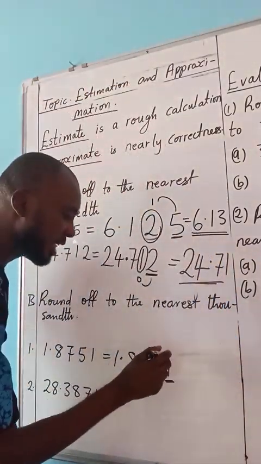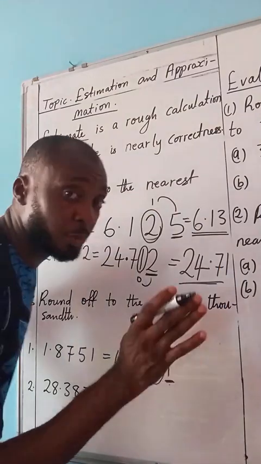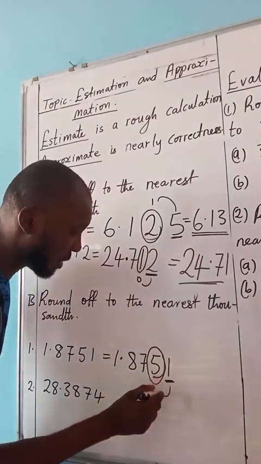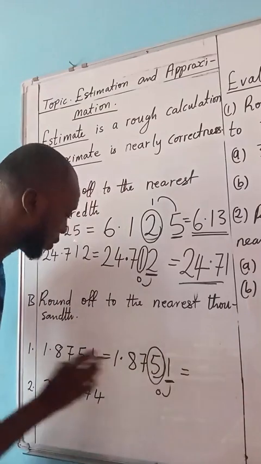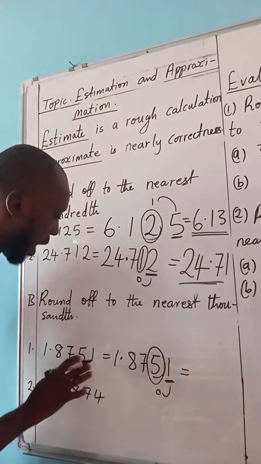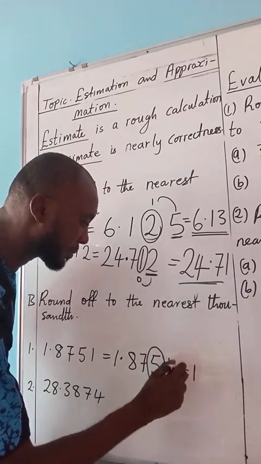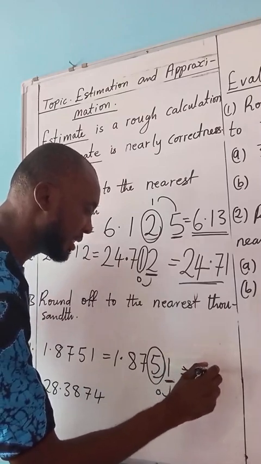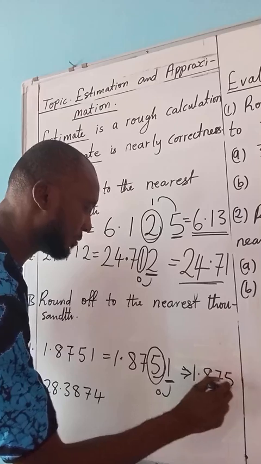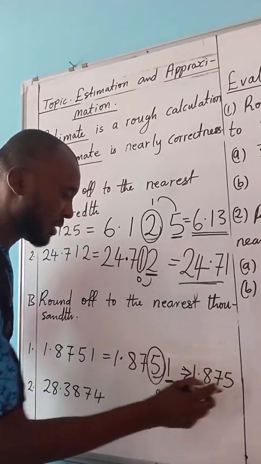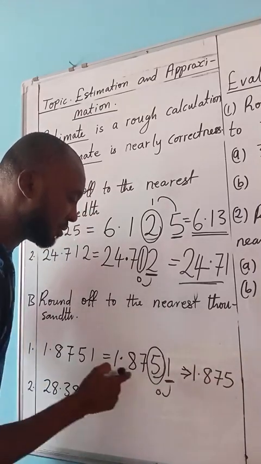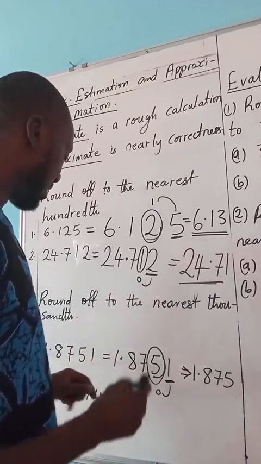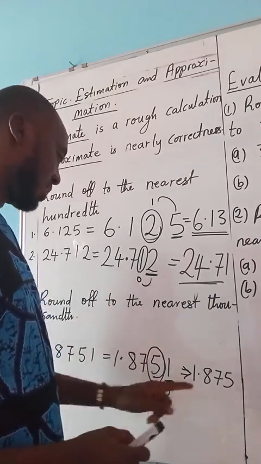So we have this one, you round it down because it's not up to 5. From 4 below, you round down and add 0. We round down and add 0. So 1.8751 will now become 1.875. 5 plus 0 is 5. You write your 7, write your 8, 1. So I have rounded this off to the nearest thousandth.